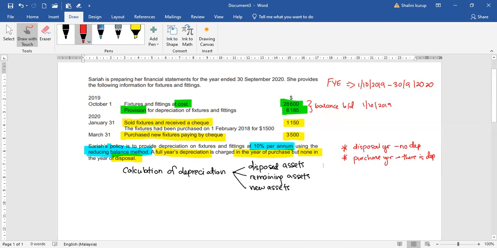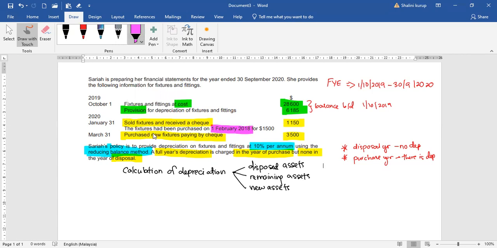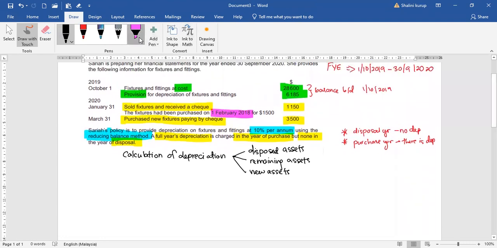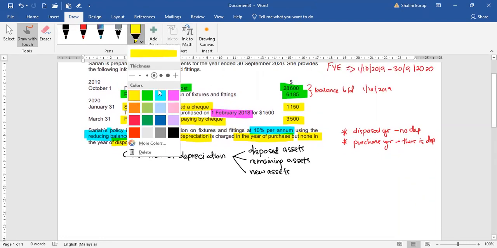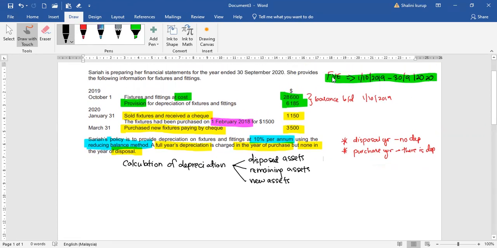Now, very important, you need to know when this asset was purchased. It was purchased on 1st February 2018. That means the asset that has been sold was purchased in 2018. This is your financial year. So if you look at it, it is very clear that this asset was not purchased in this financial year. So this is why I say it's very important.